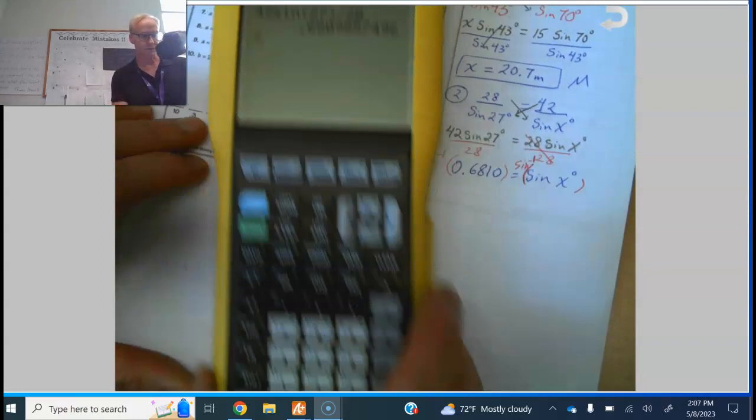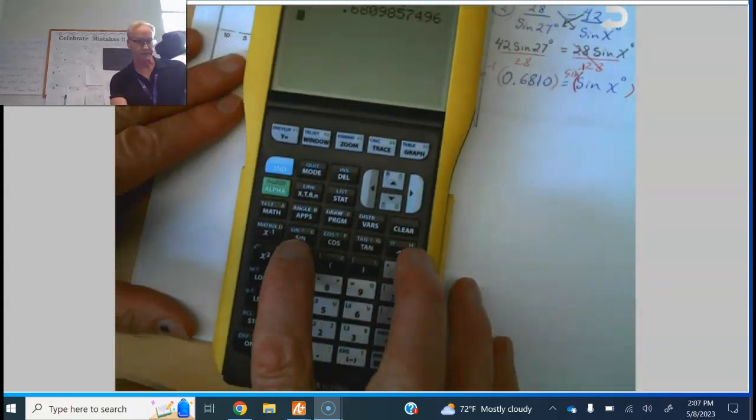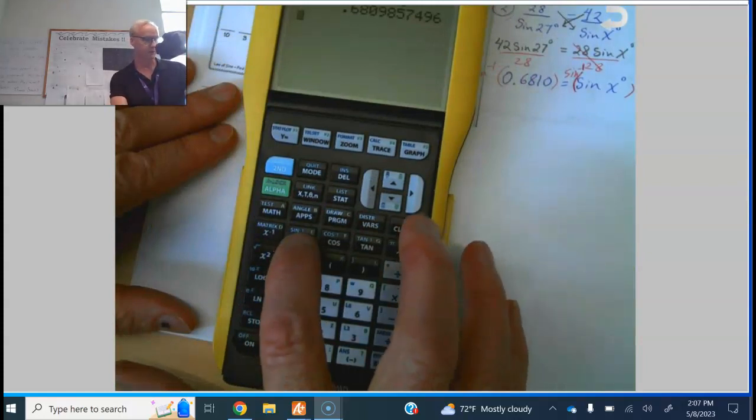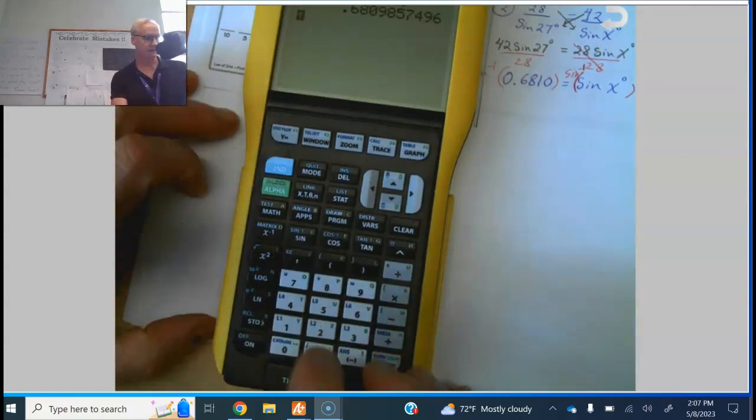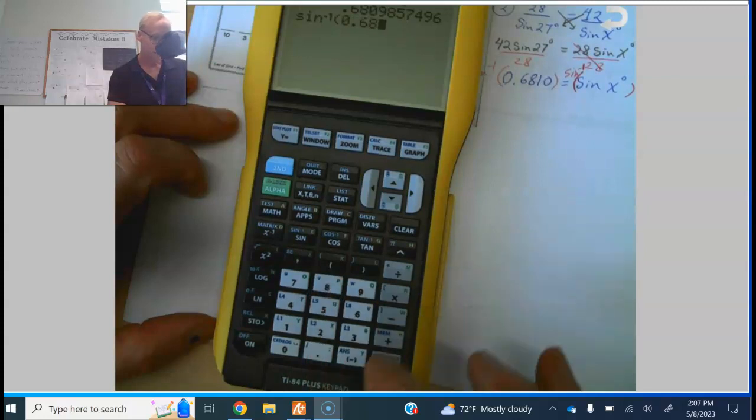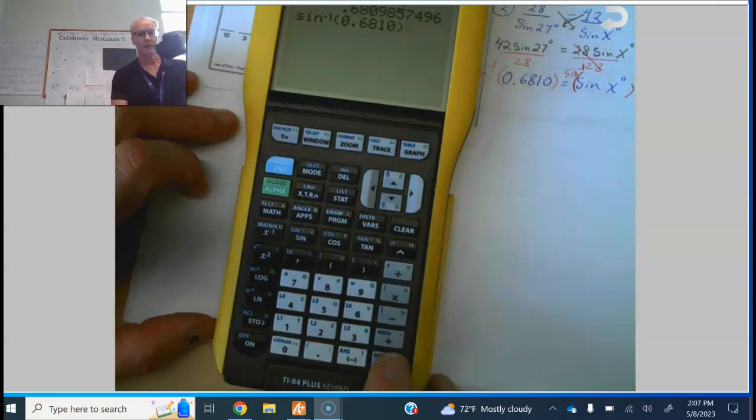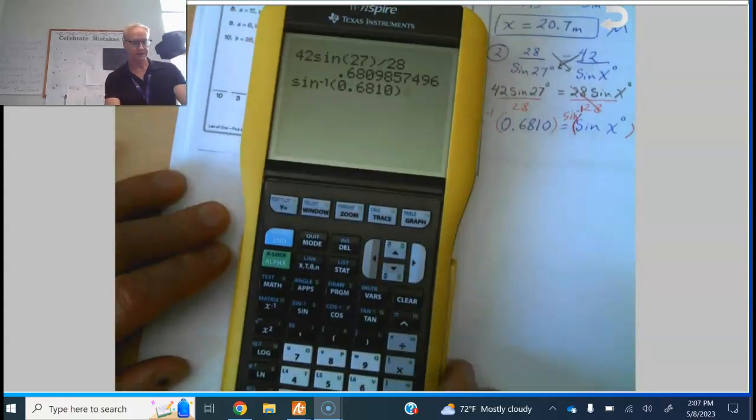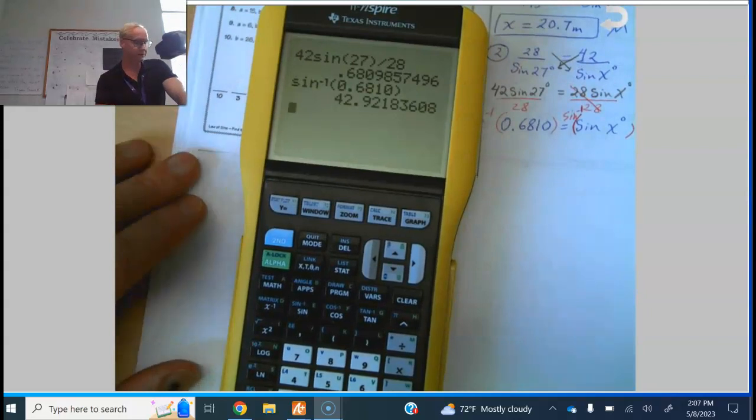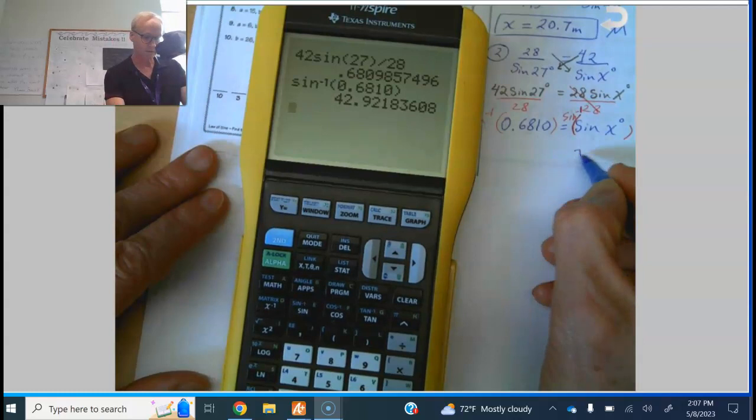I want inverse sine. I don't know if you can see it, but the sine has an inverse in blue up here. So I press second, inverse sine, and I put in the decimal. Notice I rounded it. And I hit enter, and I get about 42.9 degrees, which is really close.